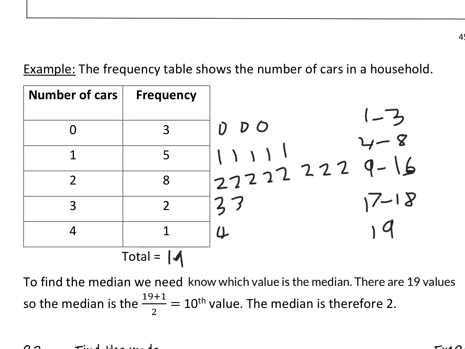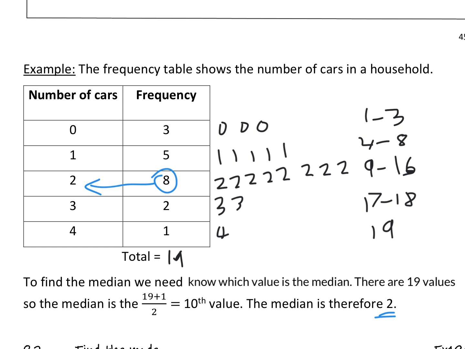But we're looking for the 10th value. So we can just quickly say, well, it's not in that group, that's the first 3. It's not in that group, because that would be 3 and 5. That would just take you as far as the 8th value. The next group takes you up as far as the 16th, so it must be in here, because it's the 9th and then the 10th. So the median is in this group. Doesn't mean the median's 8, it means it's in that group. The median is going to be the number of cars, so it's going to be 2. So your answer is then 2.